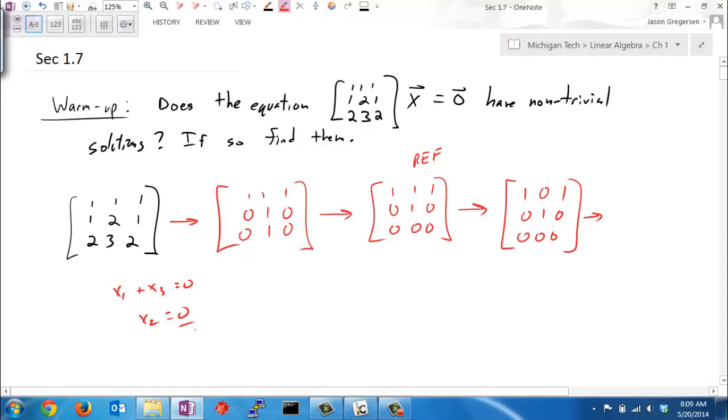Where do these zeros come from? Zero vector, right? I didn't actually write the augmented matrix because I didn't need to, because it's a homogeneous system, but that is what's on the right-hand side here. So I have my linear system.